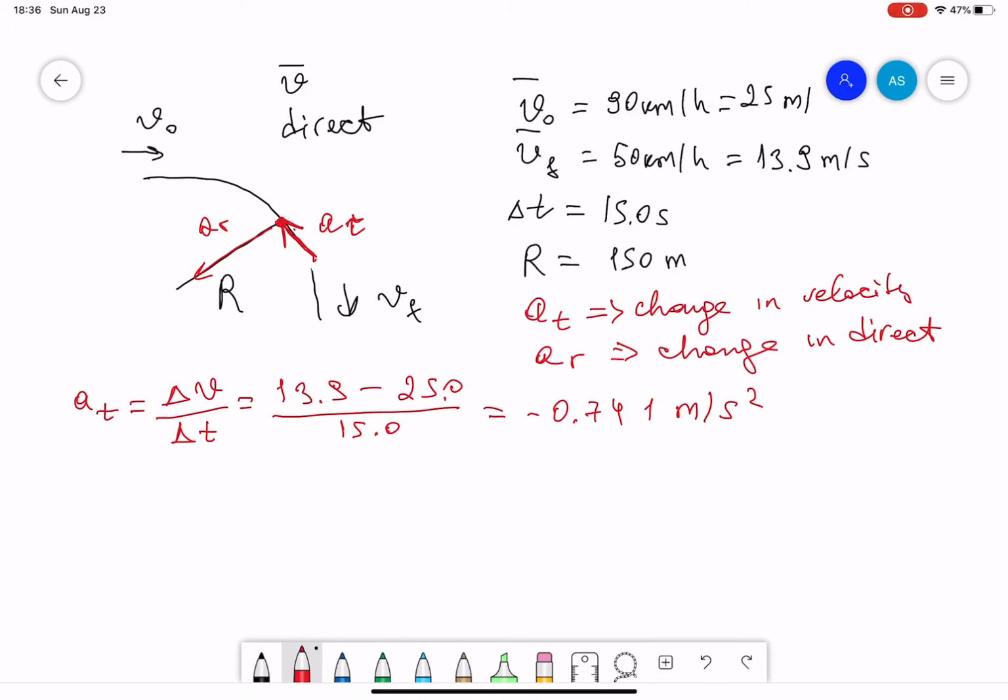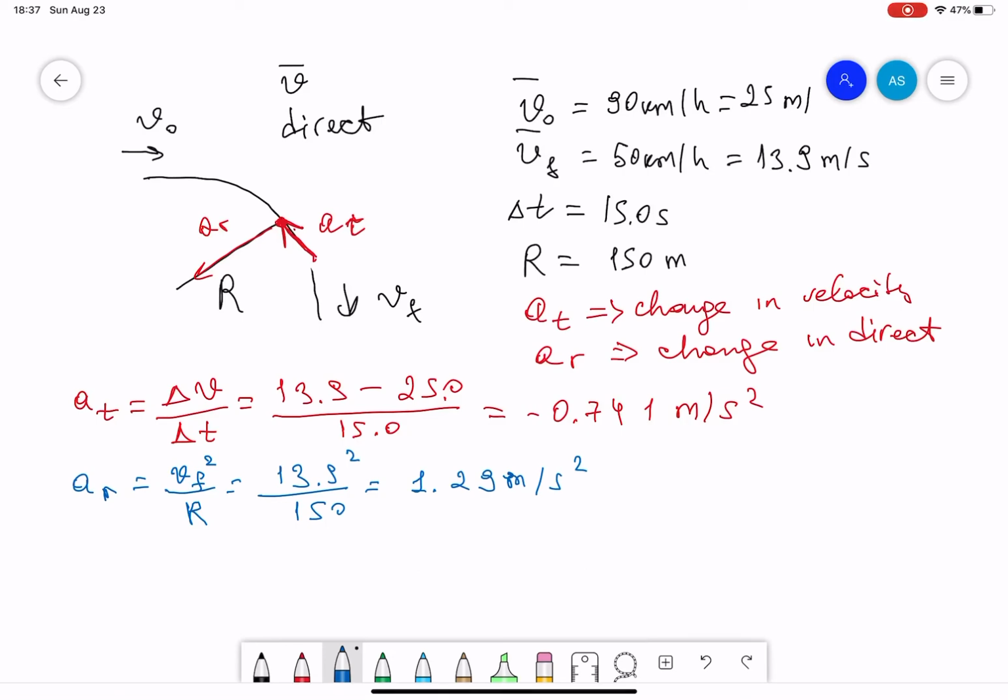Now, how can we find the radial acceleration? We have to find A radial when it is at 50 kilometers per hour. So we have to find the acceleration at the moment when the train speed reaches 50 kilometers per hour. That means A radial is equal to V final, at 50, squared divided by R. V final was 13.9, squared, divided by R, which was 150. If you do the calculation, you will find that your radial acceleration is equal to 1.29 meters per second squared.